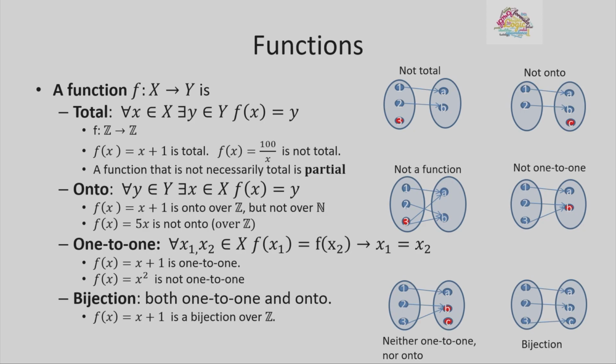So, for example, f of x equals x plus 1 is a bijection. Actually, it's not just over integers, over real numbers. Pretty much any class of numbers you take, this will be a bijection.